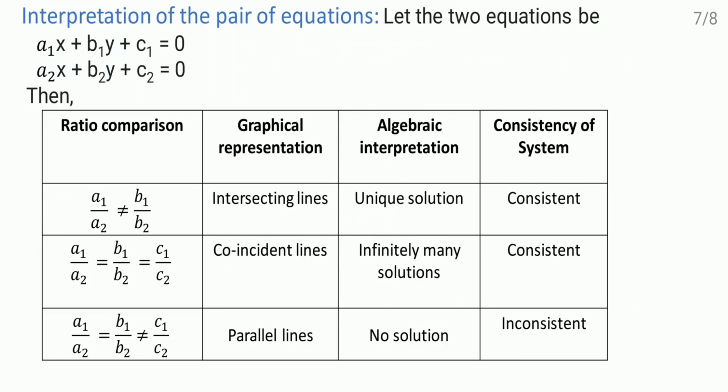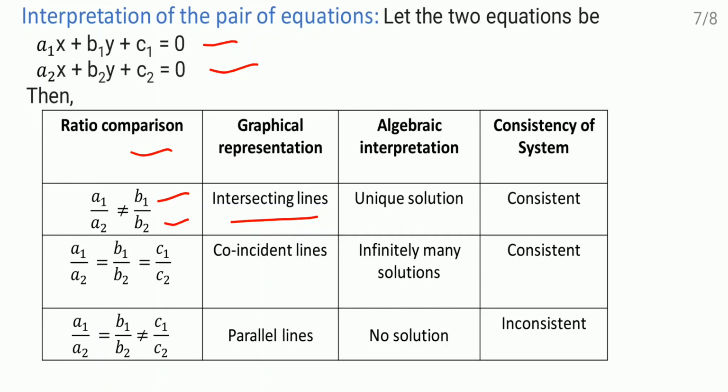Come to the next point here: interpretation of the pair of equations. It means that as soon as you look at the pair of linear equations and their coefficients, immediately you will come to know whether the lines are intersecting, parallel or coincident. We have two equations in the standard format, with coefficients a1, b1, c1, a2, b2 and c2. Here we will do the ratio comparison. If a1 by a2 is not equal to b1 by b2, then the lines are intersecting lines. Immediately you can make that out.